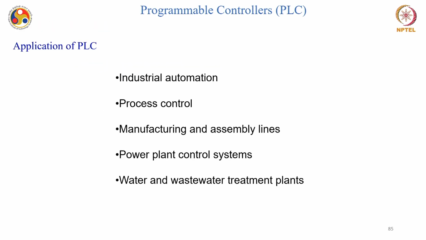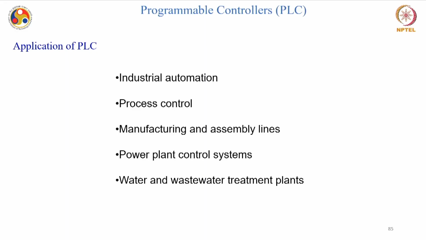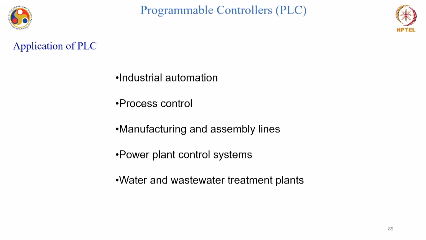Now, the applications of PLCs are tremendous. In all kinds of modern control systems, PLCs are deployed, and conventional relay based systems have become completely obsolete, be it in industrial automation, any kind of process control, or even in measurement and instrumentation, particularly in data acquisition. For manufacturing and assembly lines, they are preferred. For power plant control systems, for water and wastewater treatment plants, everywhere you will find that PLCs have taken over from the conventional relay based system.